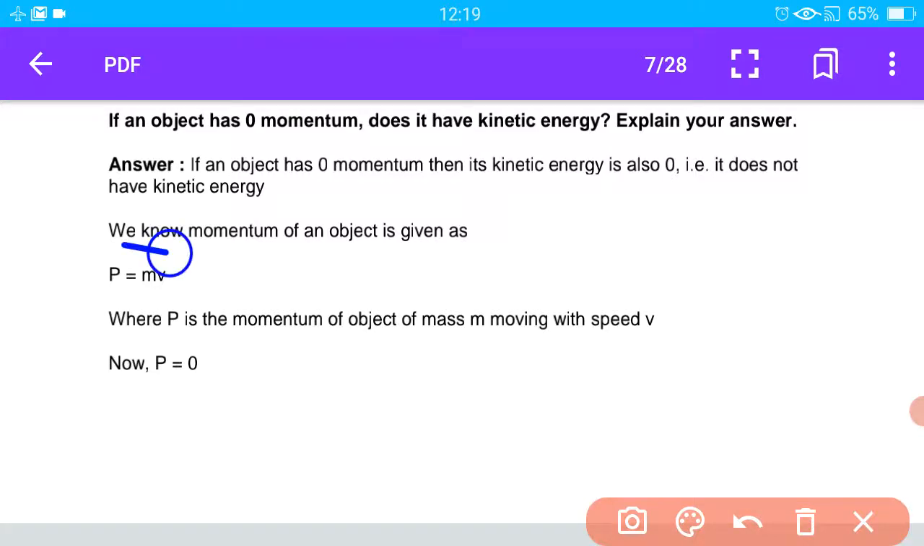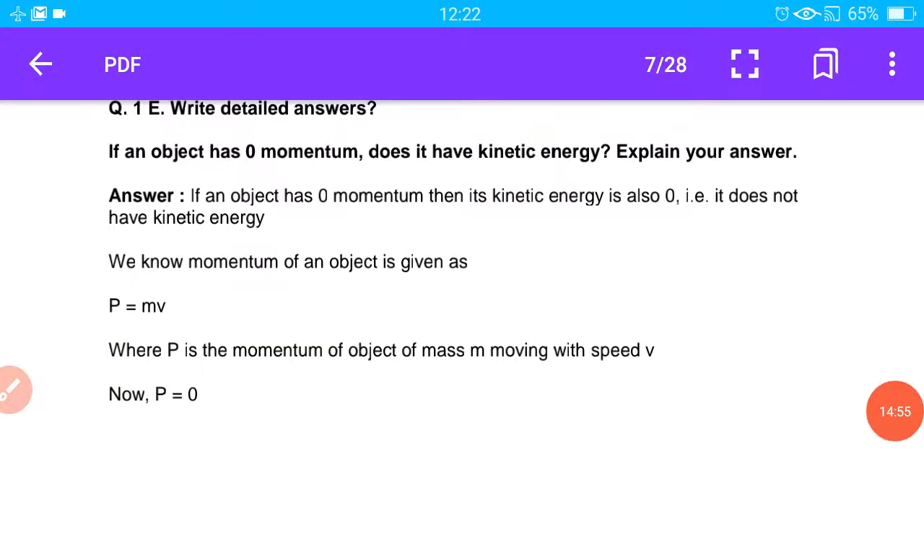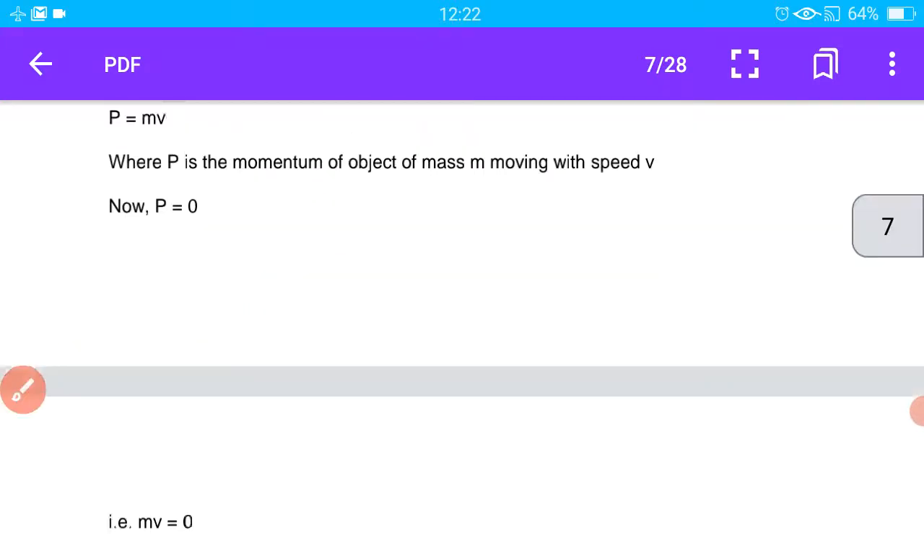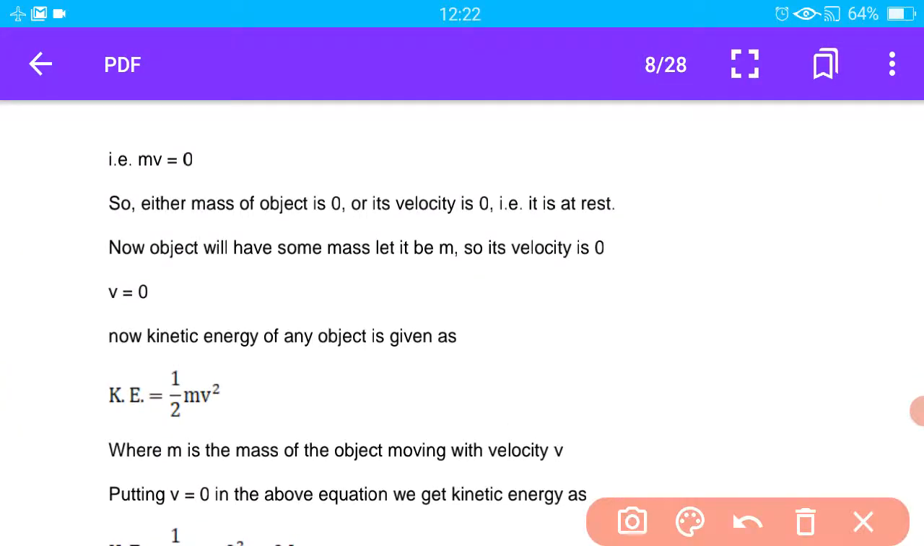We know momentum of an object is given as P equal to mv, where P is the momentum of an object of mass m moving with speed v. Now P equals 0, that is, mv equals 0. So either the mass of the object is 0 or its velocity is 0, that is, it is at rest. Now the object will have some mass, let it be m, so its velocity is 0, v equals 0.